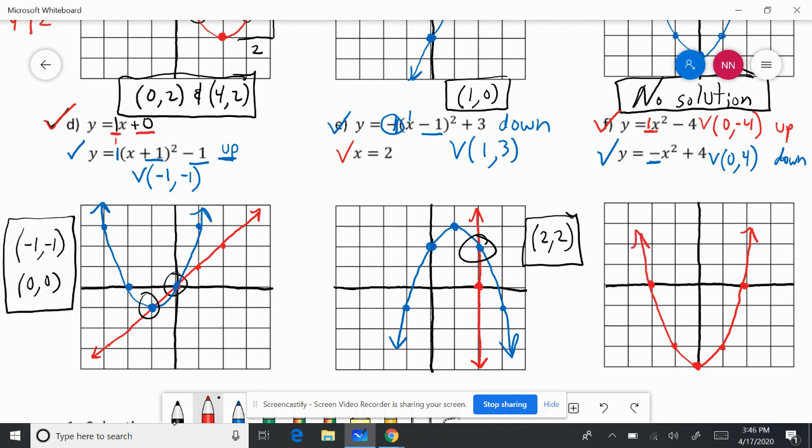Now with our second one, our vertex is 0, 4. Because it's going down, we're going to go down 1. And when we move 2 away, it's going to go down 4. And we see that it crosses twice. So the two places that it crosses, we're going to write as ordered pairs. So it's going to be negative 2, 0, and 2, 0.